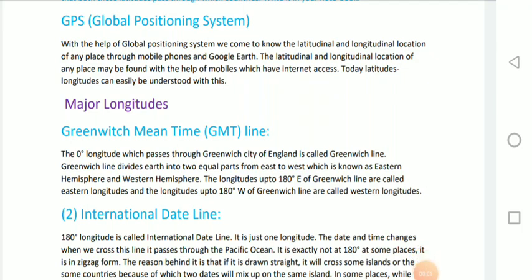Good morning, students. Let's continue our chapter 9 Social Science: The Earth, our habitat.